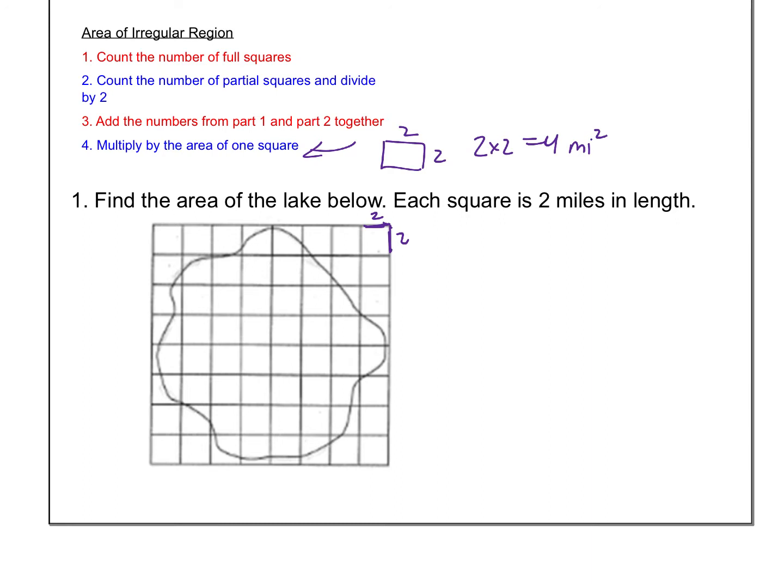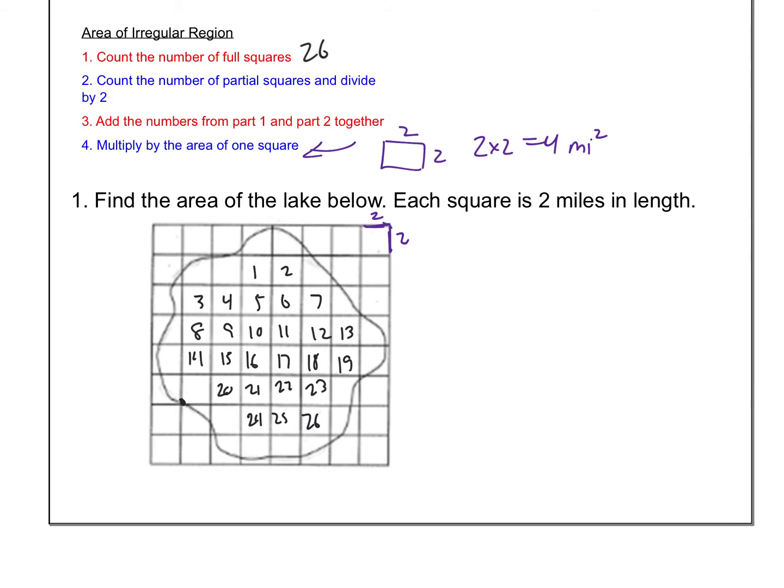Full squares, I would say, start right here. 1, 2, 3, 4, 5, 6, 7, 8, 9, 10, 11, 12, 13, 14, 15, 16, 17, 18, 19. I'm going to say that one gets cut off. So 20, 21, 22, 23, 24, 25, 26. So I'm going to say I've got 26 full squares.